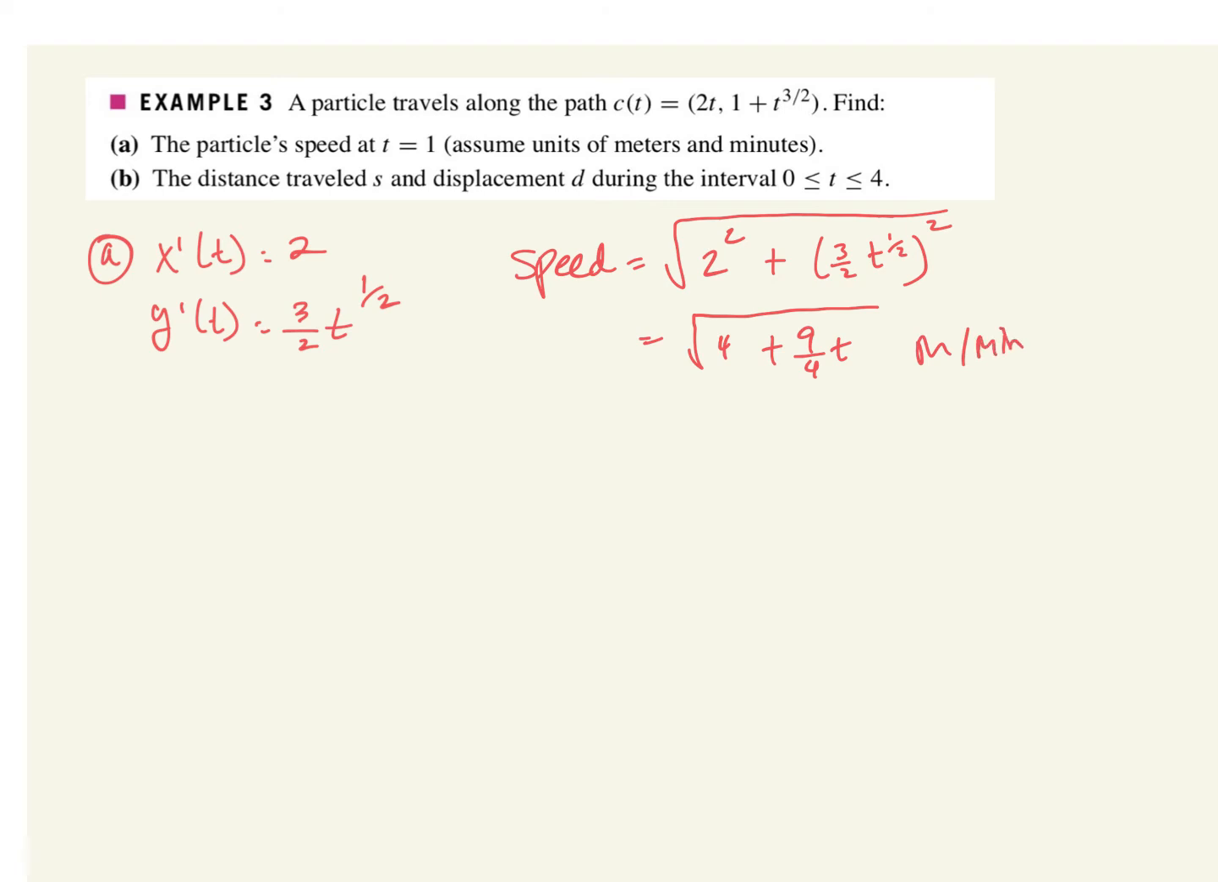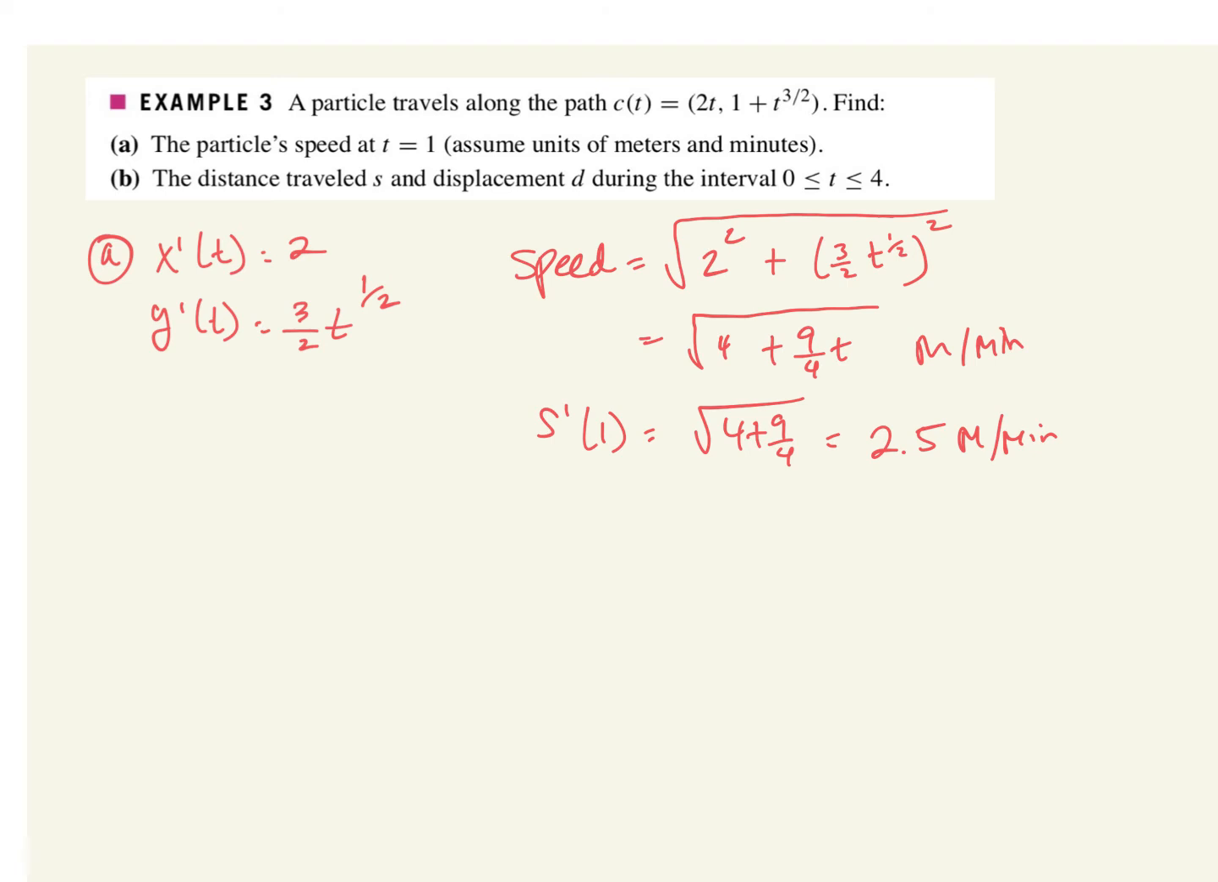So in general, my speed is going to be found by just the square root of 4 plus 9/4 t, square root of that. And specifically, s prime at 1, which is our speed, would just be the square root of 4 plus 9/4, which is 2.5 meters per minute. Okay? Nice to have a very straightforward, simple question every once in a while.